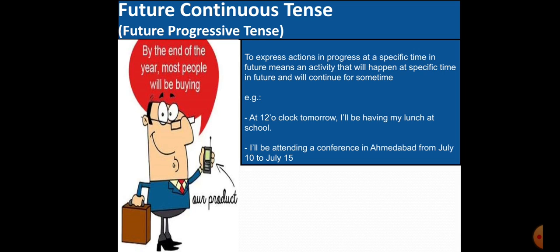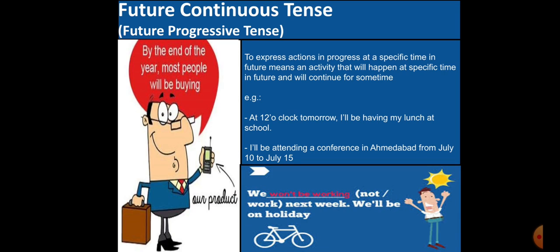I'll be attending a conference in Ahmedabad from July 10 to July 15th. So you will be in Ahmedabad, you will be attending a conference when? July 10 to 15. So we are talking about the future. Between July 10 and July 15, you will be there. The action will be continuing. It will be in progress for the specific period of time in future. Understood, students?